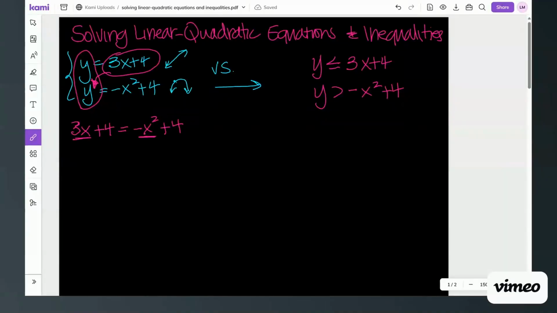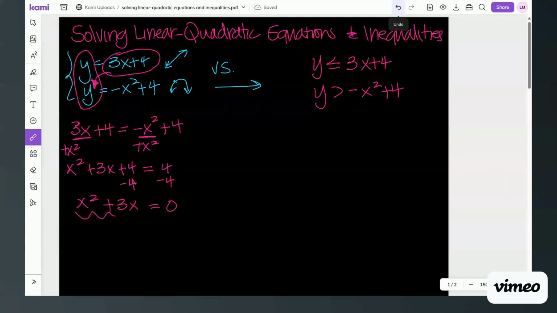So I'm going to add x squared to both sides. There's not another x squared over here, so I'm just going to put the x squared in the front. And then I'm going to subtract 4. So 4 is just a plain number, no x's, so I'm going to put it underneath my other plain number. And you can see those add to be 0. So x squared plus 3x plus 0 equals 0.